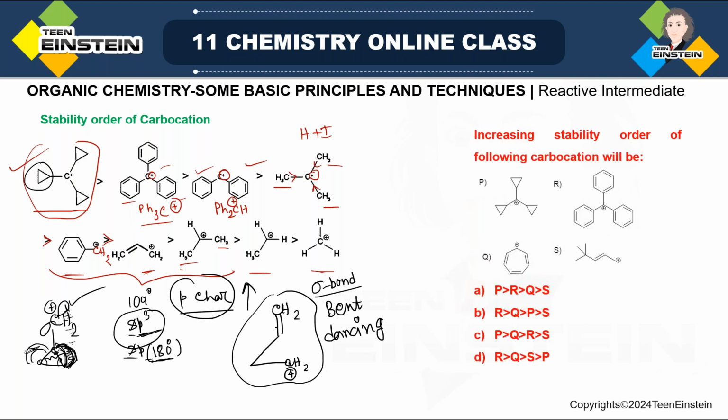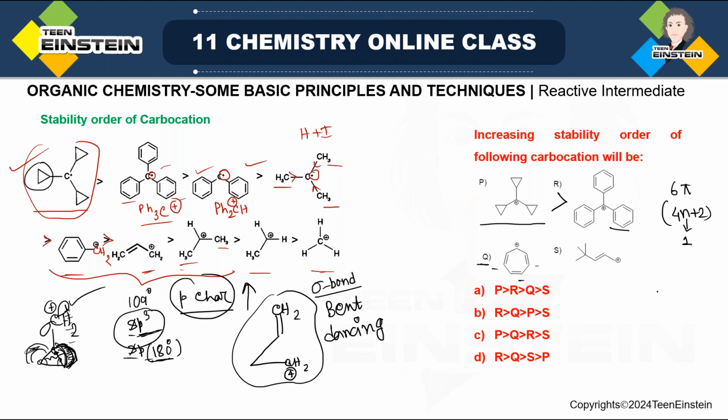Now we'll solve this and your idea of stability order will be somewhat clear. So here the question is asking the increasing stability order of the following carbocations. See, this species we have just discussed, and P will obviously be more stable than R. And look at Q. This is interesting because it will ultimately be aromatic. Here we have a total of 3 double bonds, that means a total of 6 pi electrons. So it is fulfilling 4n plus 2. If you put n value 1, 4 into 1 plus 2, that is 6. That means it is satisfying it.